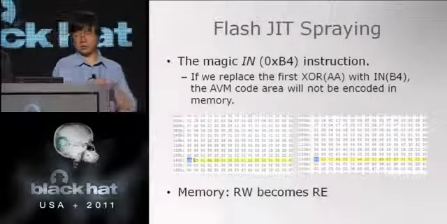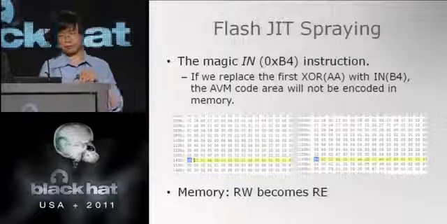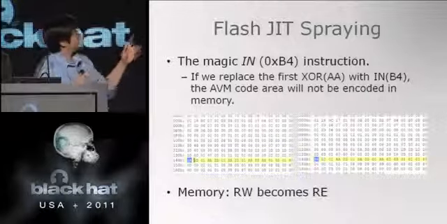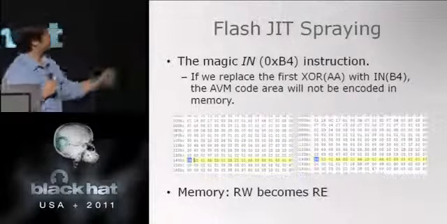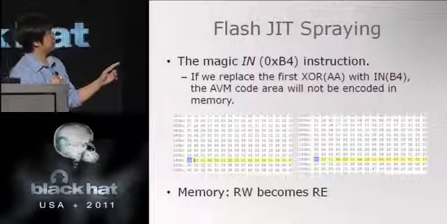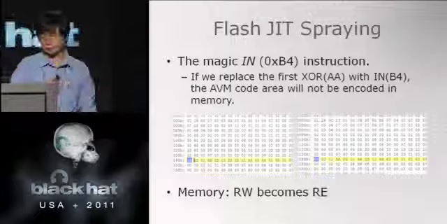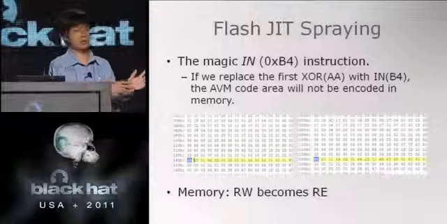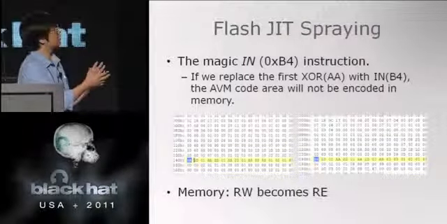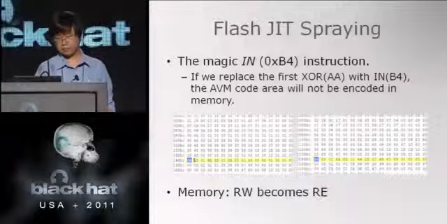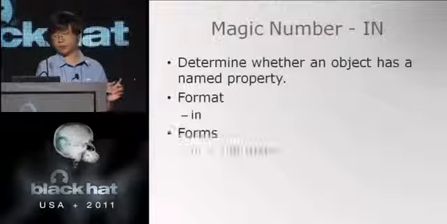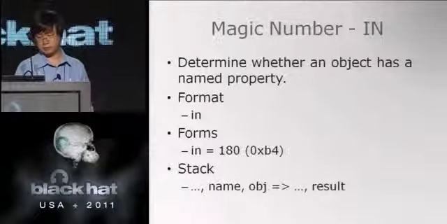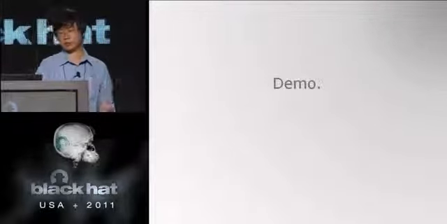Okay, so the key reason is the magic B4 instruction. If we replace the first XOR instruction with B4, the AVM code area will not be encoded in memory. So with this trick, JIT spraying could work again. Here is the description of the instruction. It is B4. Okay, so let's see the demonstration.